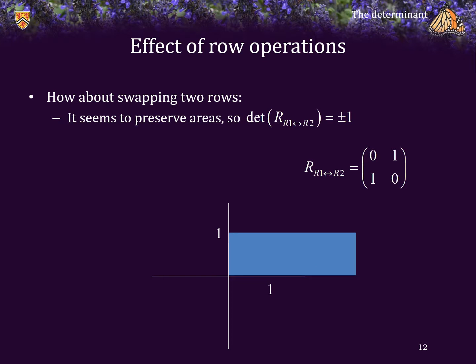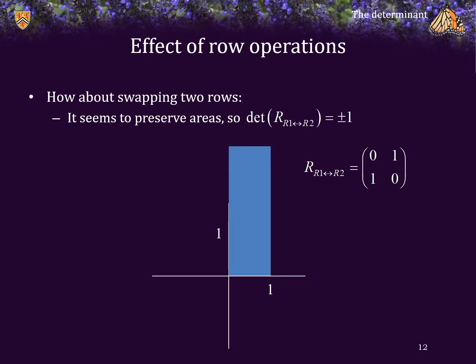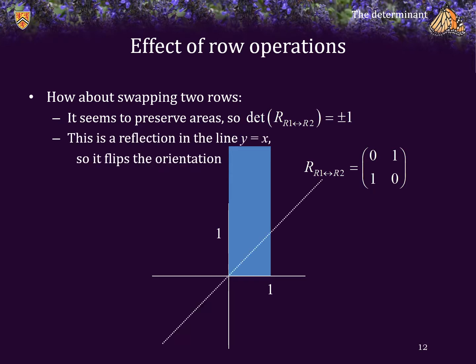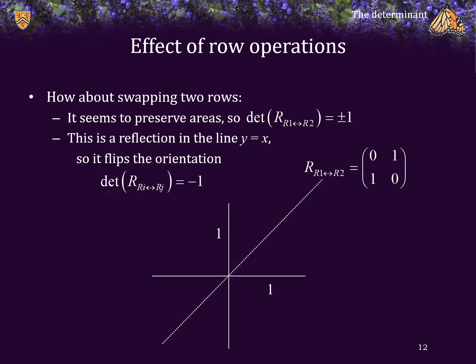However, let's take this region here. If I multiply each point in this region by this matrix, I get this region here. Now, if you look carefully, this is actually a reflection in the line y equals x. And so it's actually going to be a flip in orientation. So basically, the determinant is going to be -1.